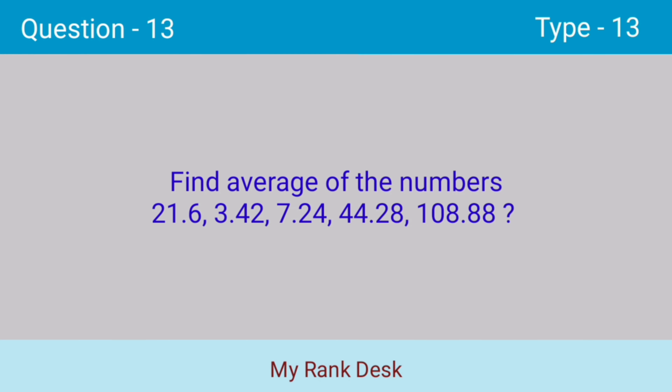Next question. Find the average of the numbers 21.6, 3.42, 7.24, 44.28 and 108.88. Let's see how we can solve this problem. On dividing the sum of the given terms by the number of terms, the quotient must be the average of the given terms.